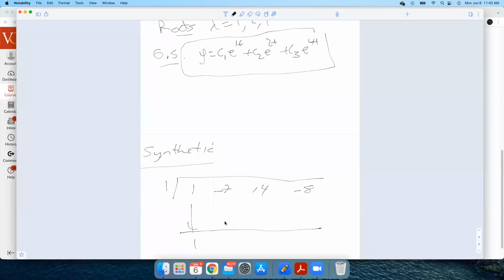Multiply. 1 times 1 is 1. Add straight down. Multiply. 1 times -6 is -6. Add straight down. Multiply. 1 times 8 is 8. Add straight down. There's my remainder of 0. If you don't get a remainder of 0, you've done goofed.